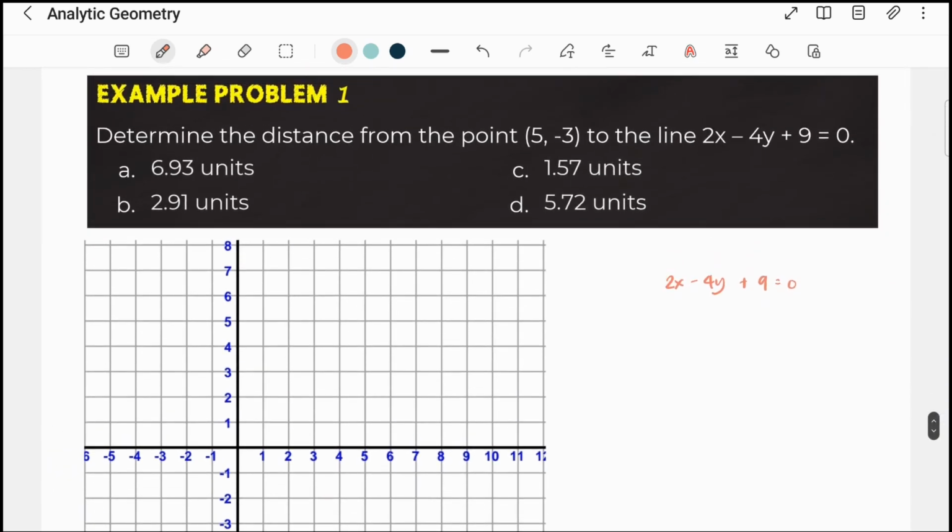So unahin muna natin tong line. Okay, so again, ang gagawin lamang natin guys para makuha natin, para malaman natin kung nasan tong line na to, kuha tayo ng dalawang points na maladaanan nitong line na ito.